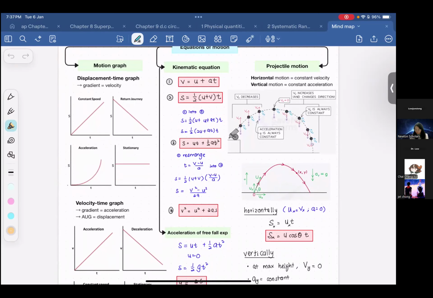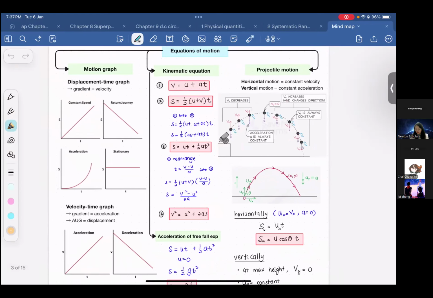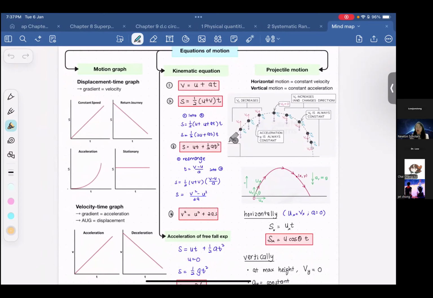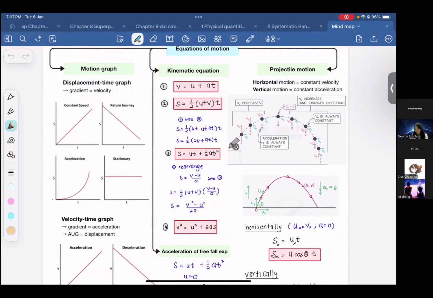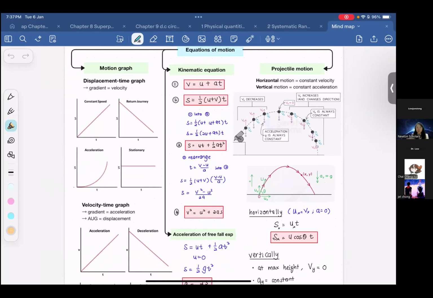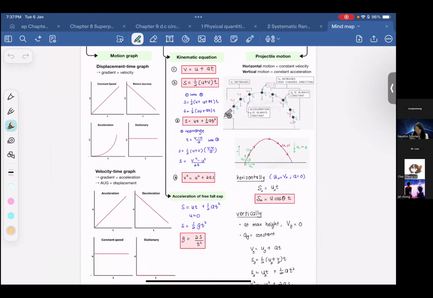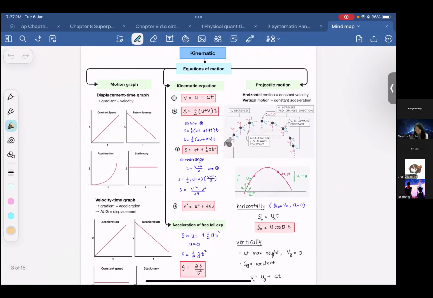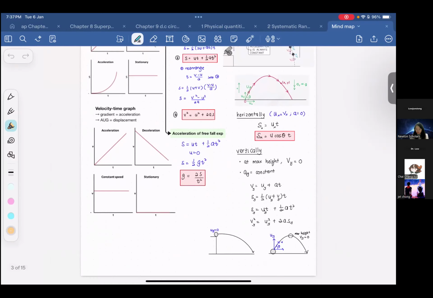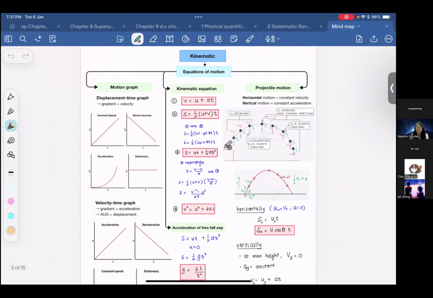Then we will learn about the difficult and challenging part, which is projectile motion. So it is no longer one dimension, but we need to throw and consider two directions. This is in chapter 2. Chapter 2 is about motion, but we didn't learn about how motion works. That is in chapter 3.